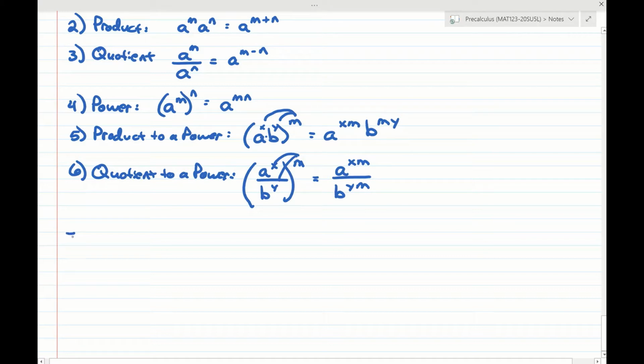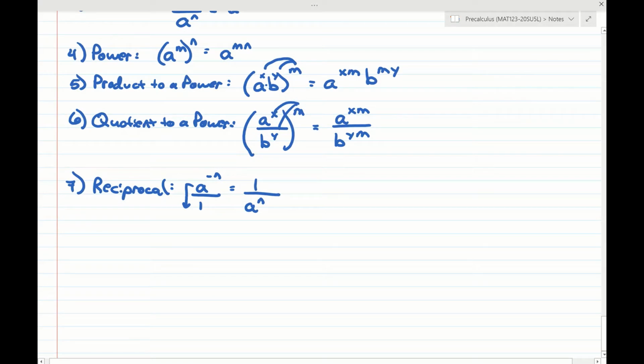And then our last property is called the reciprocal property. The reciprocal property says whenever you have a negative exponent, you take the reciprocal and it becomes positive. Now what reciprocal means is you could put this over 1 and just switch its position. Reciprocal just means you flip the numerator to the denominator or the denominator to the top.